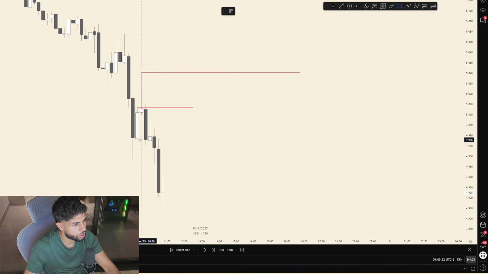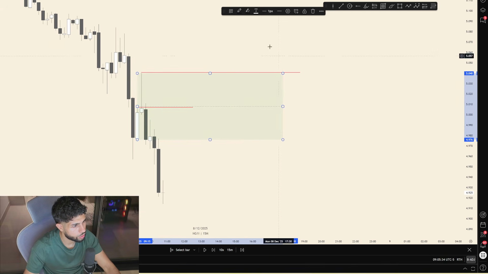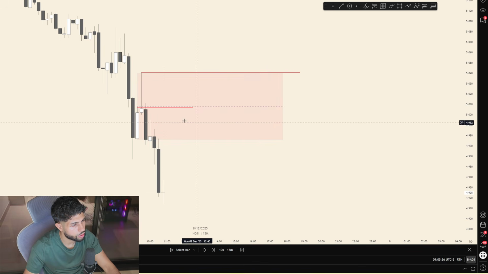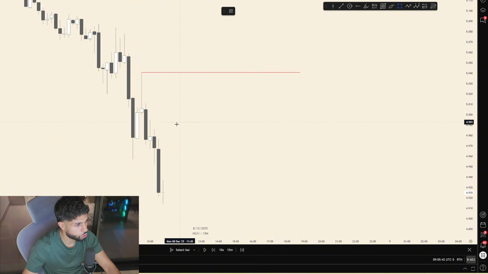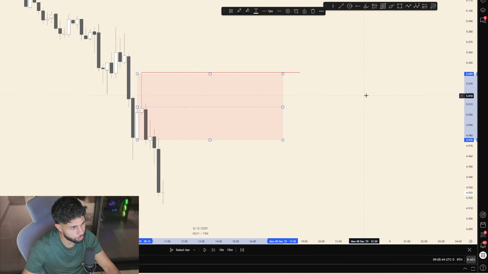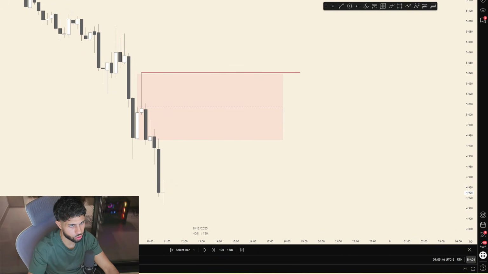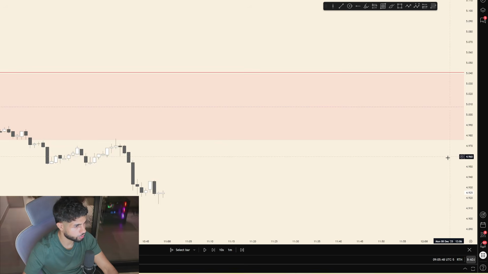So this area now becomes my area of supply. Okay, this is my POI in which I'm looking for a short. Now, if you know my 6 tap model, what do I need? I need liquidity. Let's drop down to the lower time frame and let's refine this.